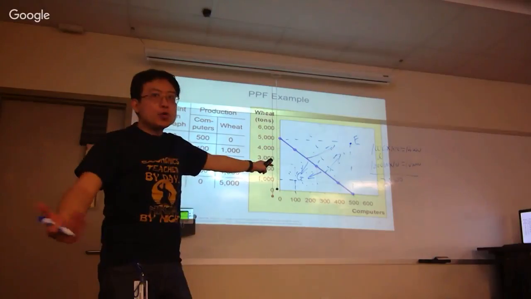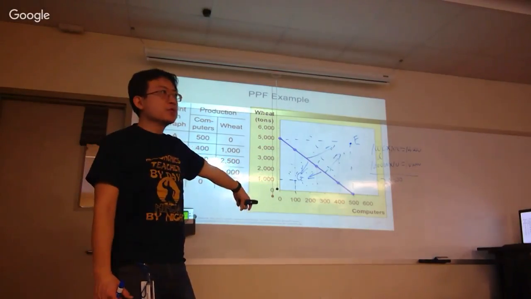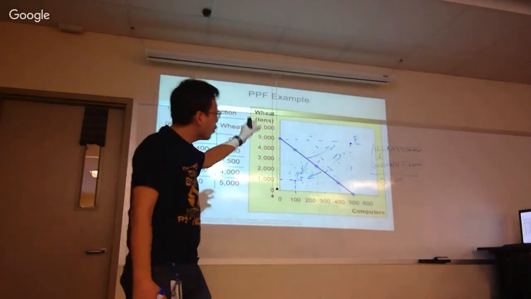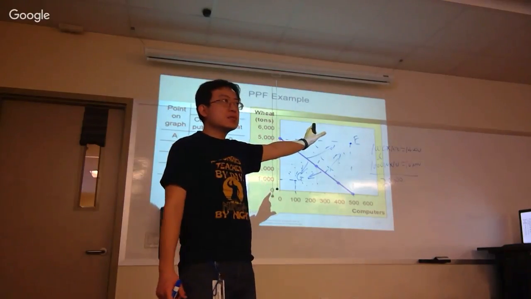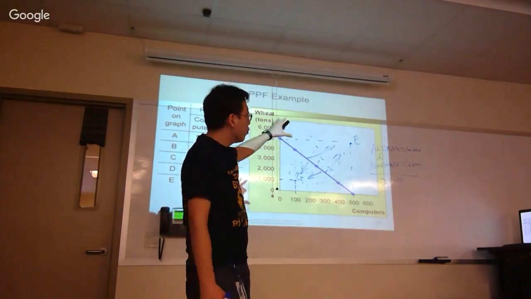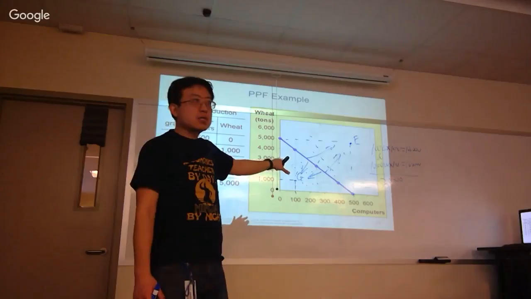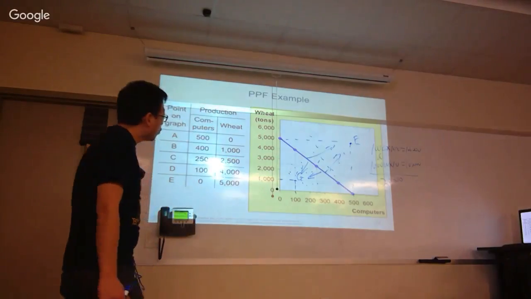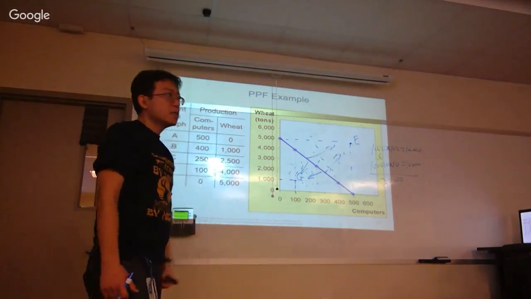We have left unused resource. We call them impossible. The points outside are impossible. Points inside are inefficient. Now, which brings us to the points on the line.